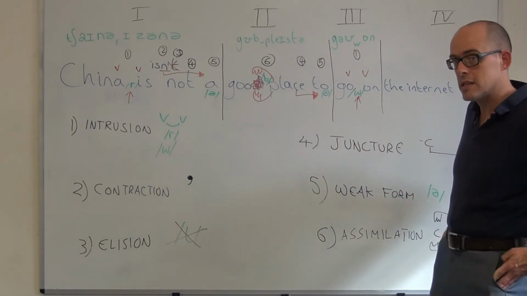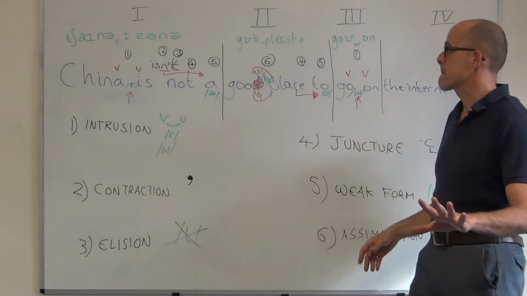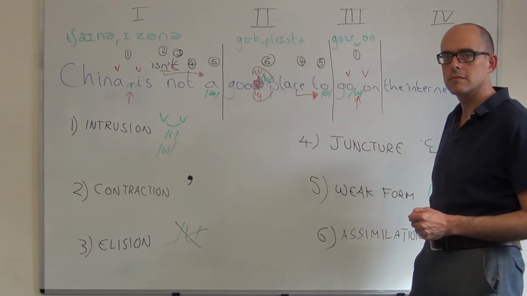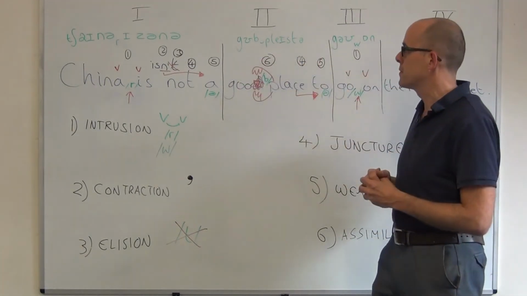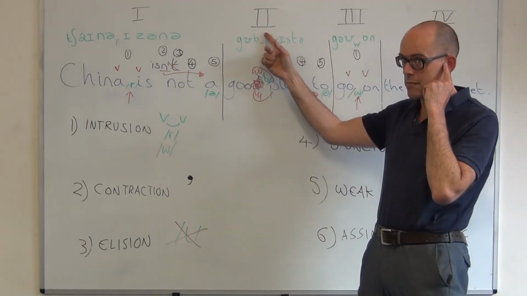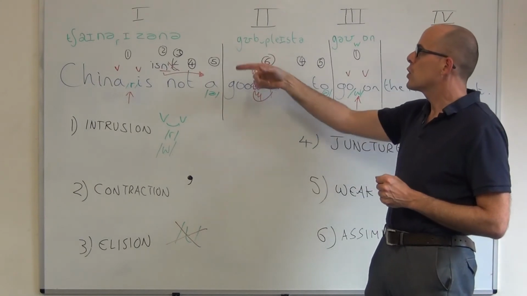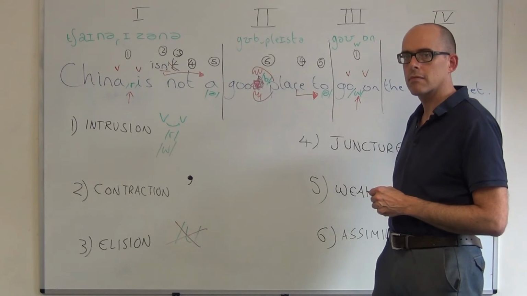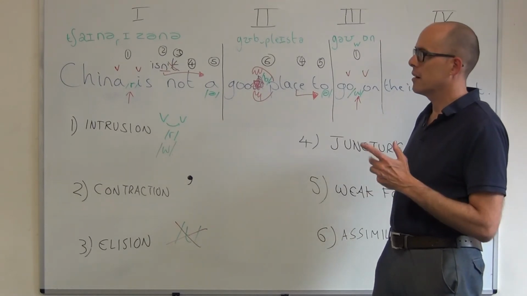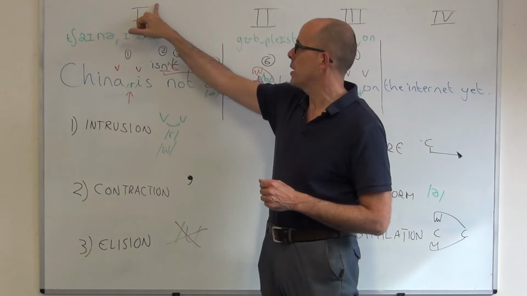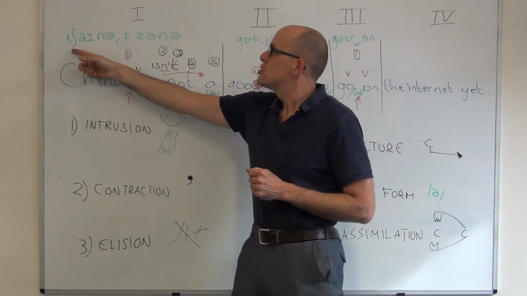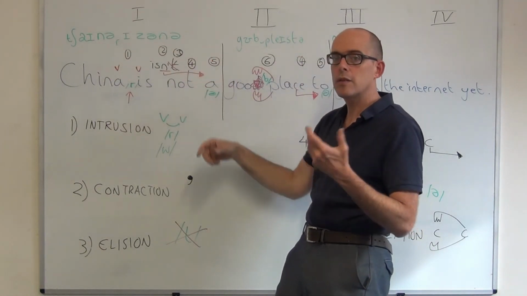Now listen and repeat after me. Are you ready? Go on. Now you try. Okay, let's try the others as well. Sound word number 2. Listen and repeat after me. Good place to. Now you try. Okay, and again, let's practice sound word number 1. Listen and repeat after me. China isn't. Now you try.